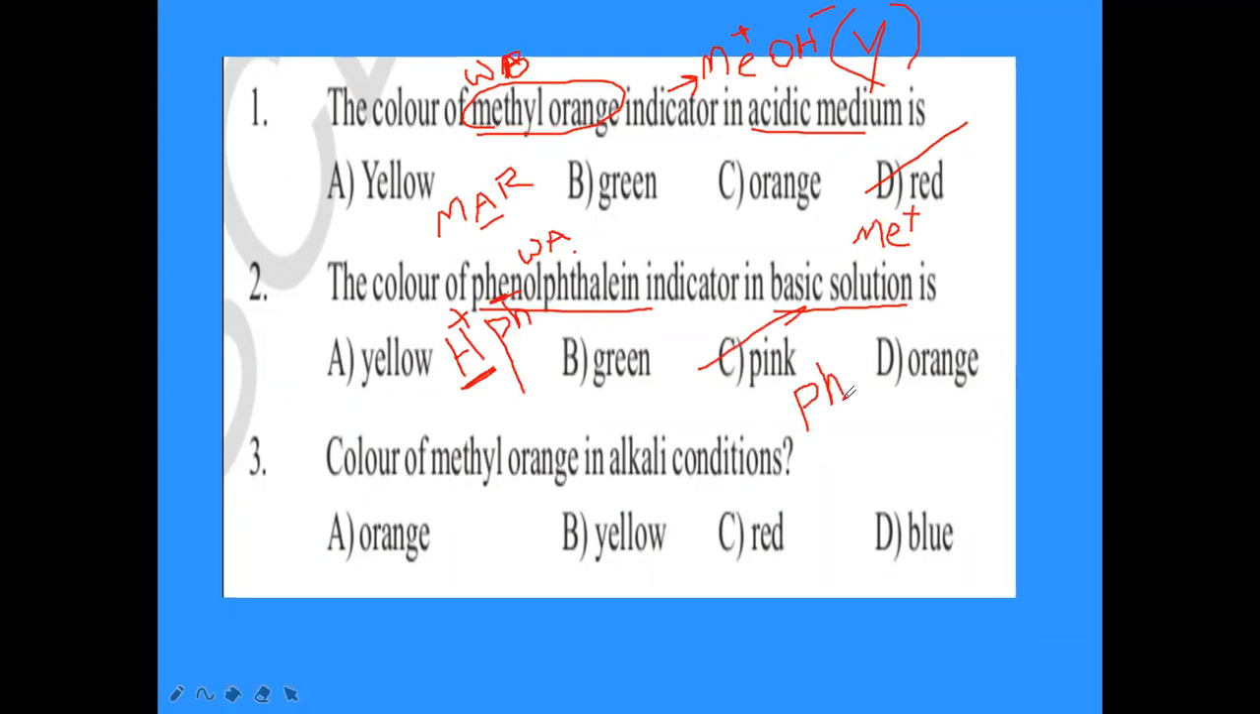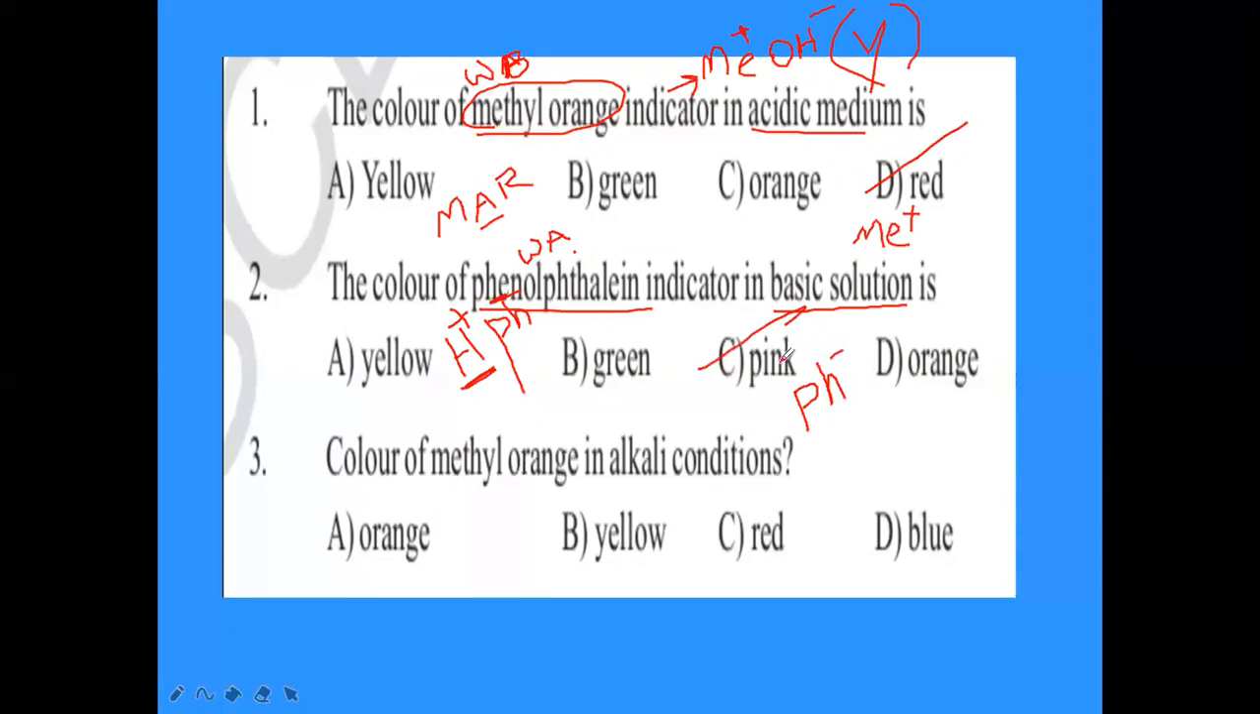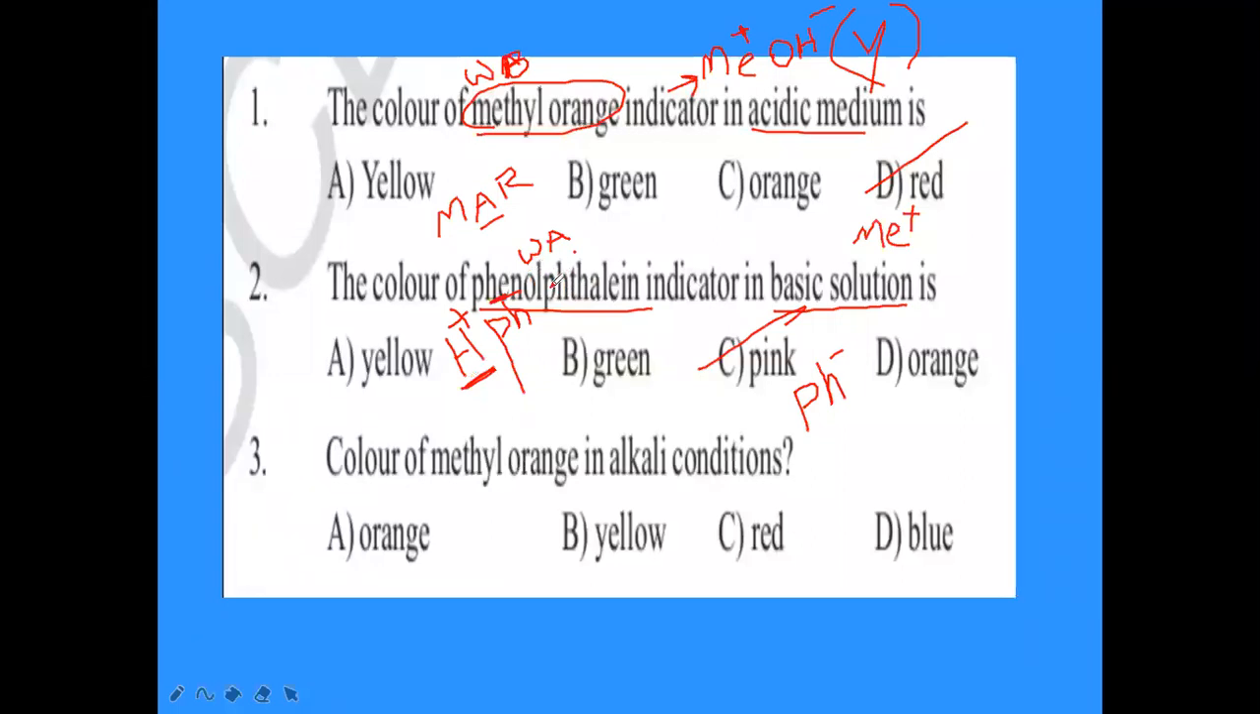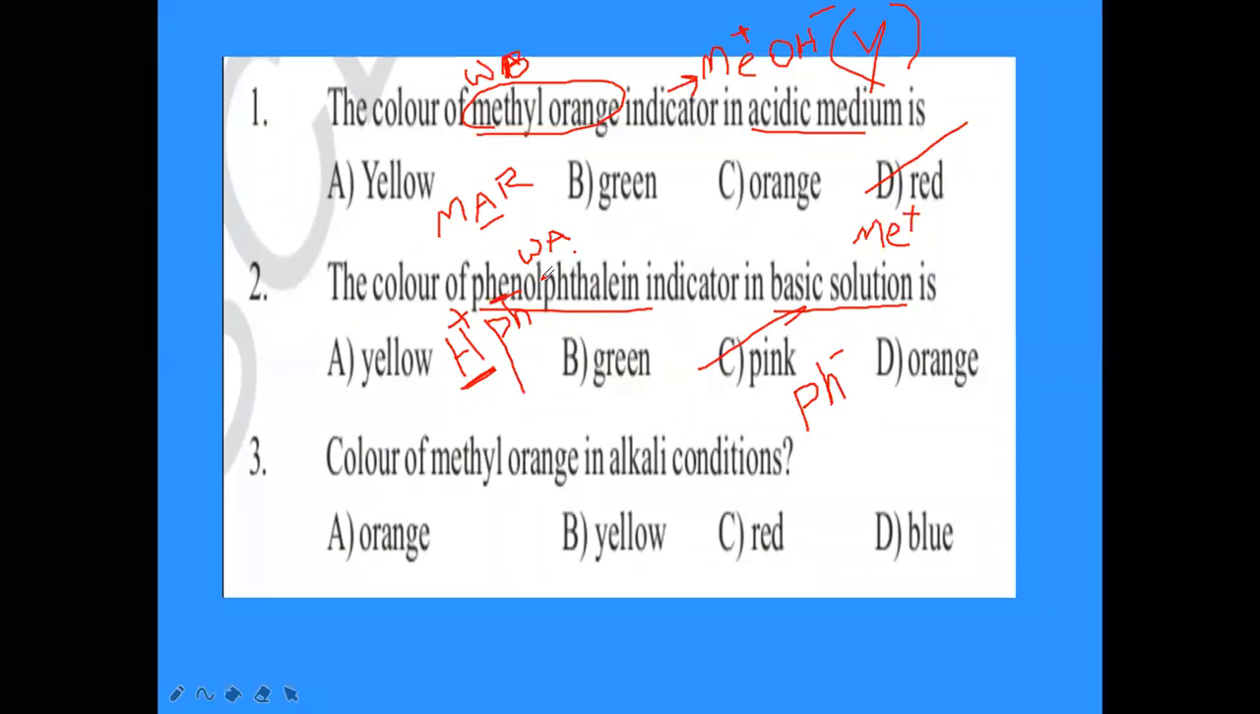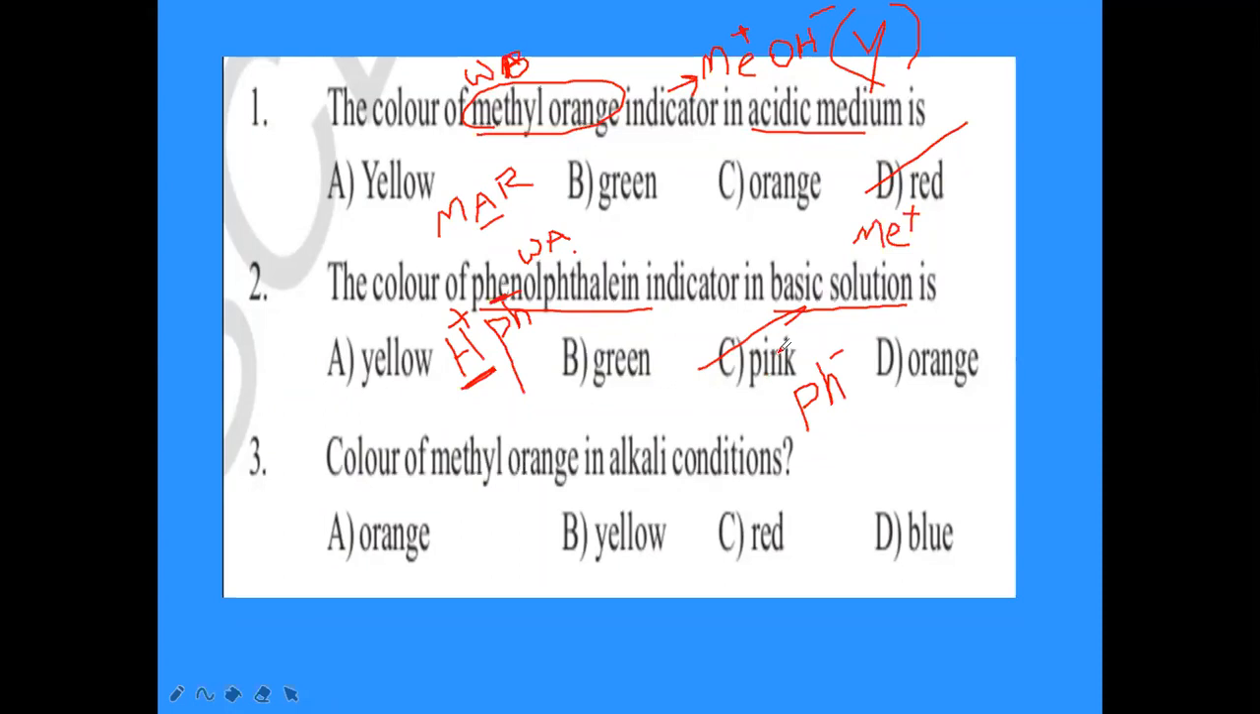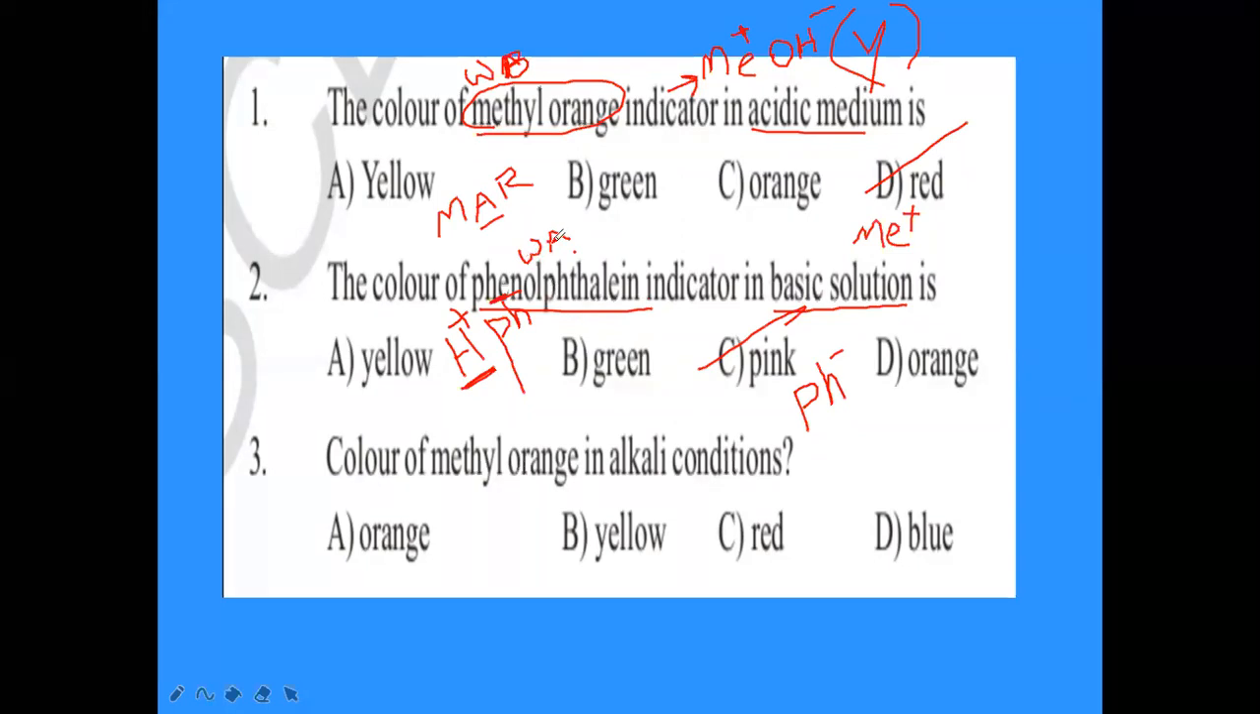The Ph minus is the anion of phenolphthalein. The anion means the negative ion. The negative ion of phenolphthalein will have which color? Pink color. But the original molecule of phenolphthalein is colorless. The original solution in the phenolphthalein bottle will be in which color? Colorless solution it is. But if you drop phenolphthalein drops into any basic solution, what color will be given? Pink color will be given. Because in opposite medium, that is basic medium, the phenolphthalein weak acid will dissociate and will produce what?